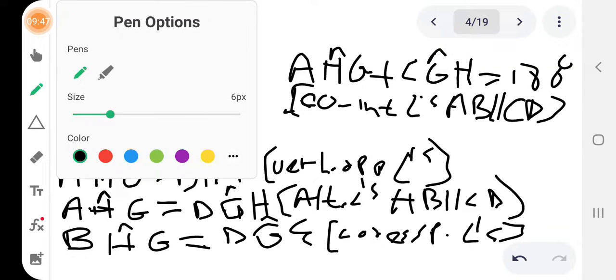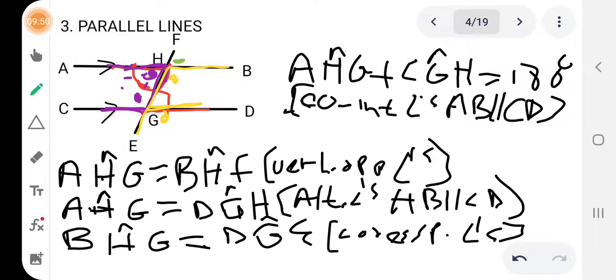So I mentioned here that when you talk about vertical opposite angles, something like this, this angle is equal to this angle and also this angle equal to this angle. When I talk about alternate, I'm talking about Z. American, they call it Z. So this angle here will be equal to that angle. When I talk about corresponding angles, I'm talking about F. This angle here is equal to this angle. When I talk about co-interior, I'm talking about something like U, that this angle here plus this angle equal to 180 degrees.